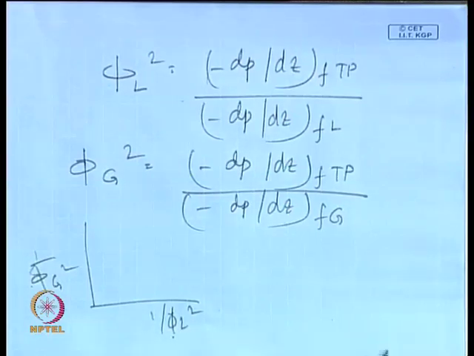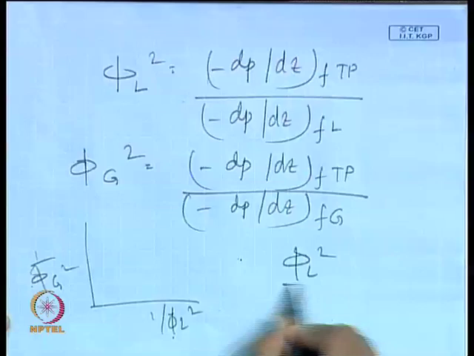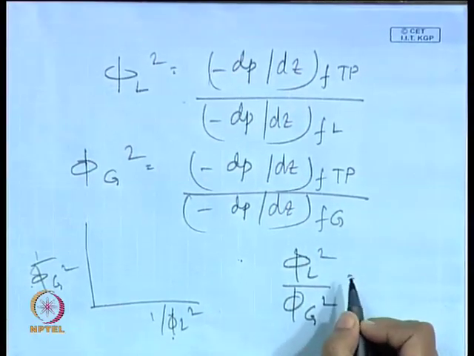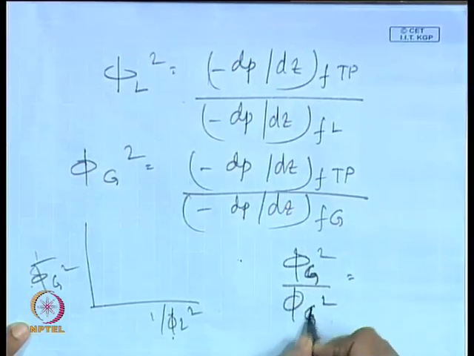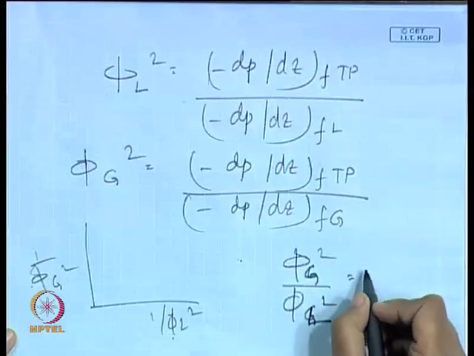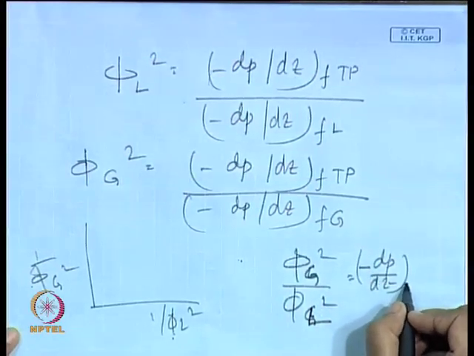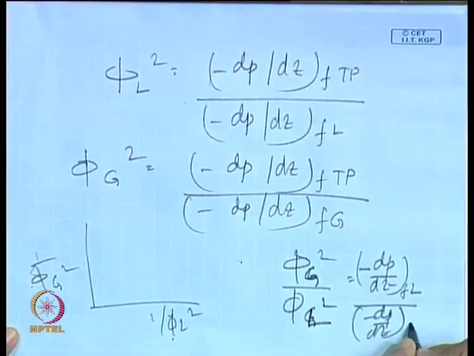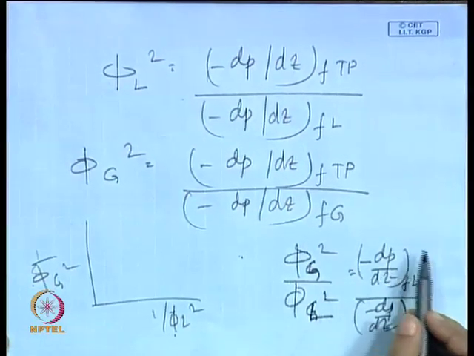So just to eliminate that particular problem, what researchers have tried to do is they have divided phi L square by phi g square. Once you divide this, what happens? This is simply a ratio of, sorry, it is phi g square by phi L square. So this basically becomes a ratio of minus dP dz frictional when the liquid flows alone in the pipe, and minus dP dz frictional when gas flows alone in the pipe. So this becomes a known quantity.